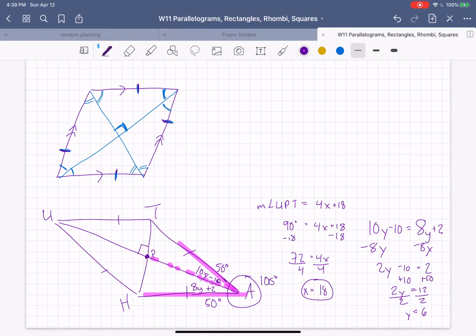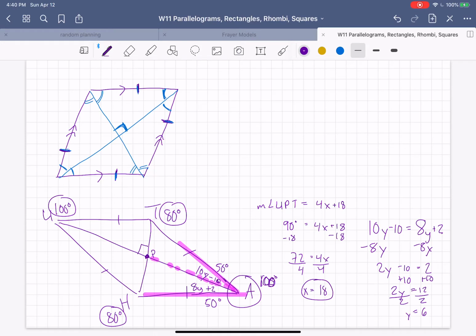Which then we can use all of our other properties to figure out more information. T has to be 80 because angles on the same side are supplementary. H has to be 80 because opposite angles are congruent. A and U are congruent to each other because this is a parallelogram. So U is also 110. We have all of this great information happening because we have all these great properties.